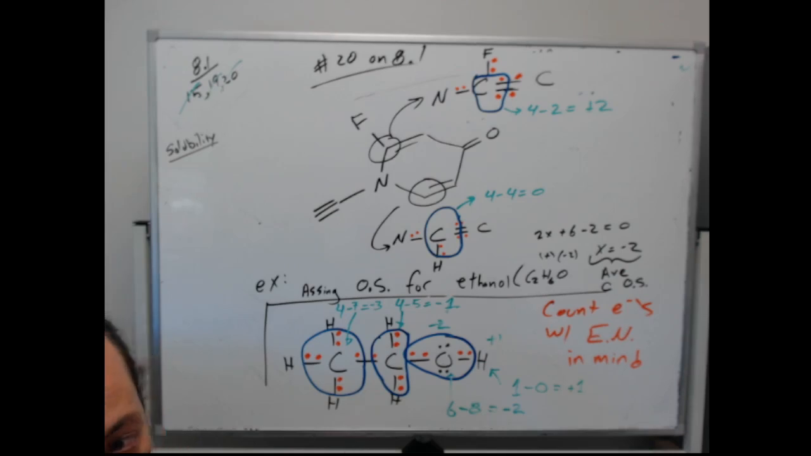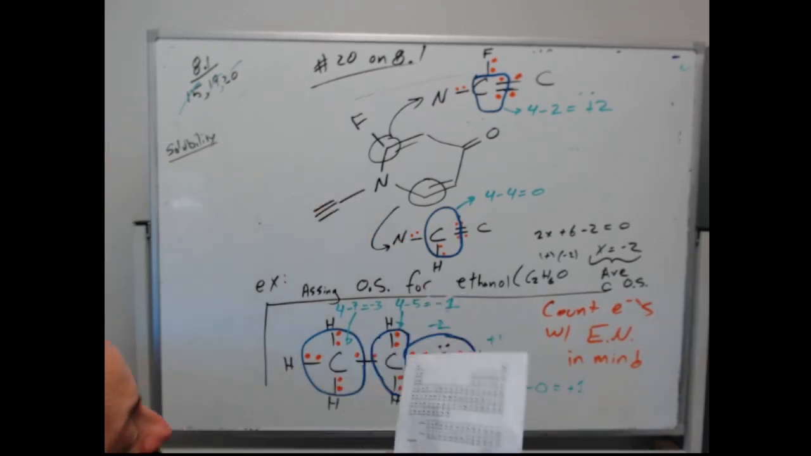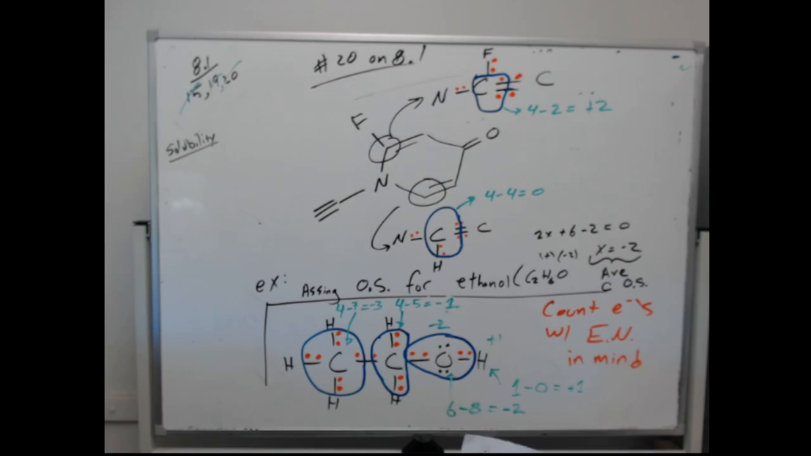Wait, I have a question about the oxygen. Why does it start off with 6? So we're looking at the valence electrons that it has. If we look at oxygen on the periodic table, 1, 2, 3, 4, 5, 6. We're not counting the 2 electrons in the core shell. We're just counting the valence shell. So it's got 6 valence electrons. Okay.